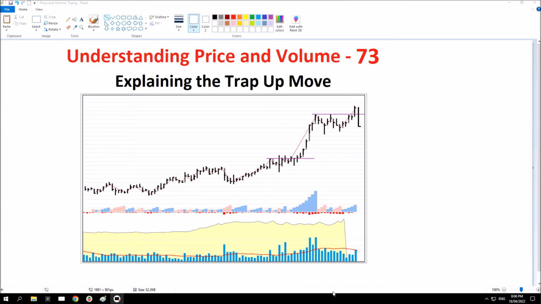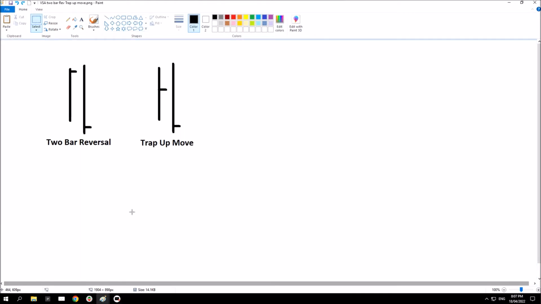Now, officially, a trap up move is an indicator that's made up of a combination of two bars. It's effectively a two-bar upthrust, or a variation on a two-bar reversal. There's a two-bar reversal here, and this is a trap up move. Very similar, it's just a variation of the two, and effectively it's just a two-bar upthrust of some kind.